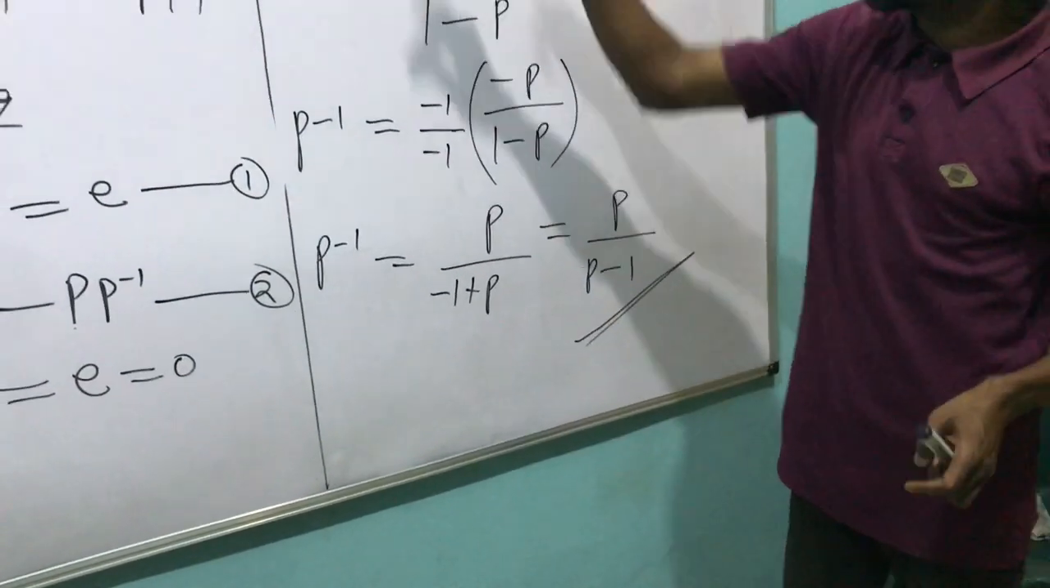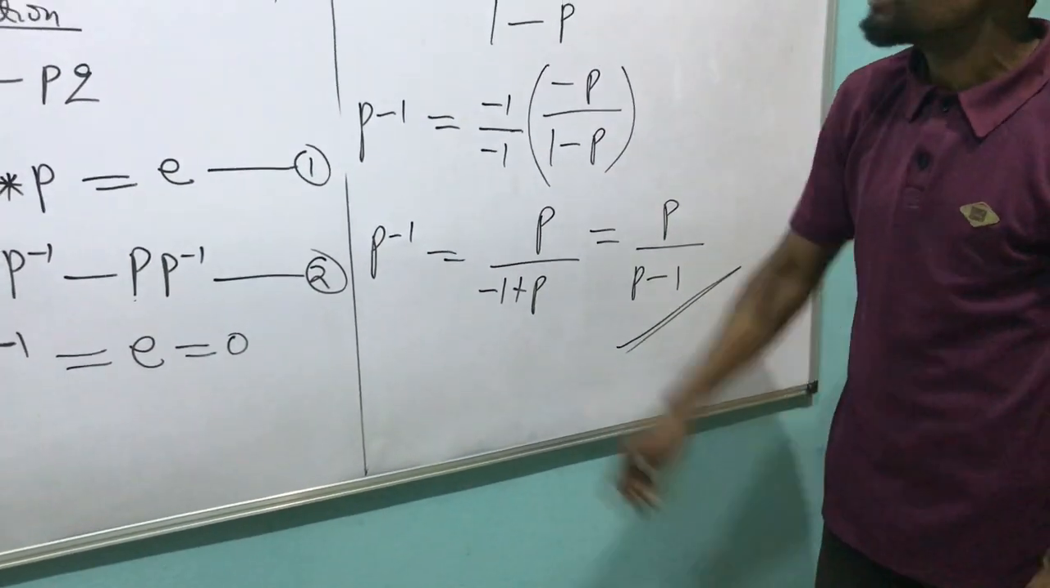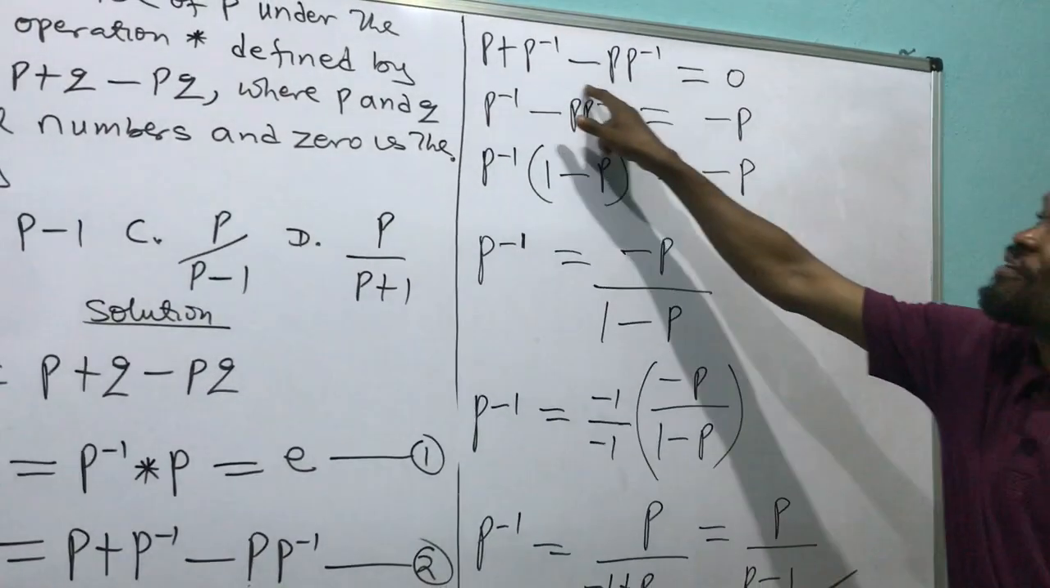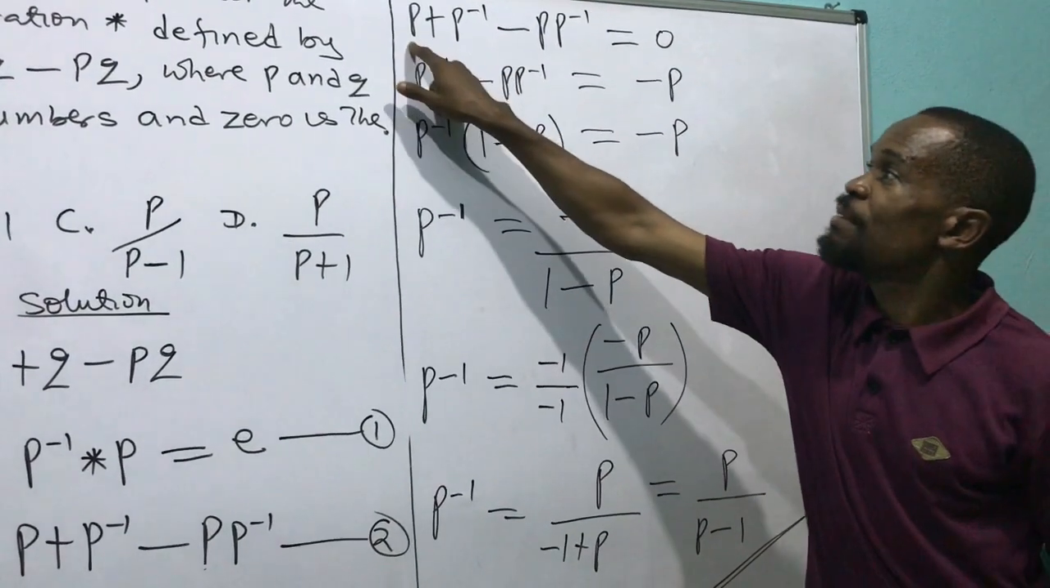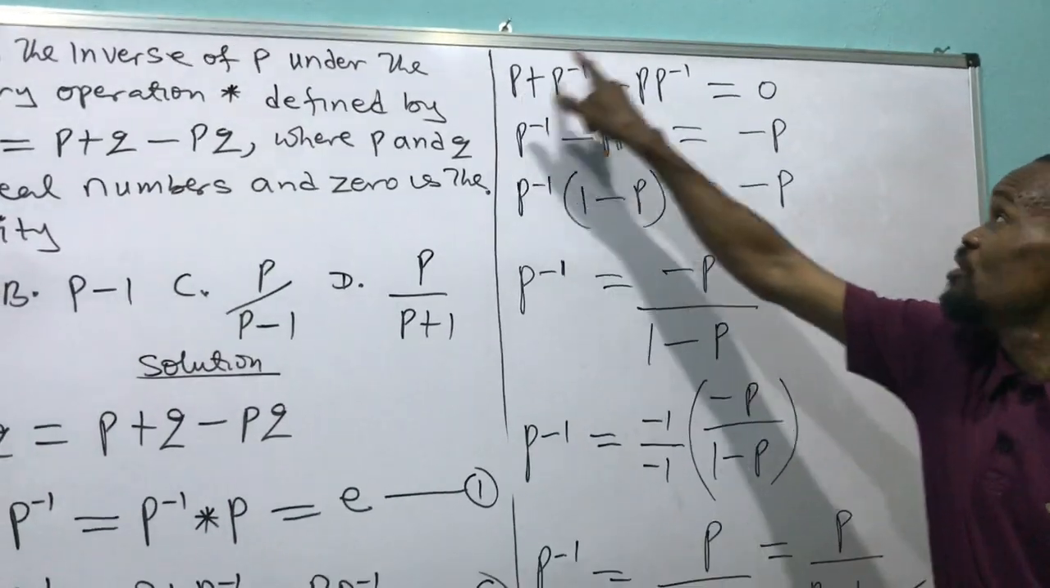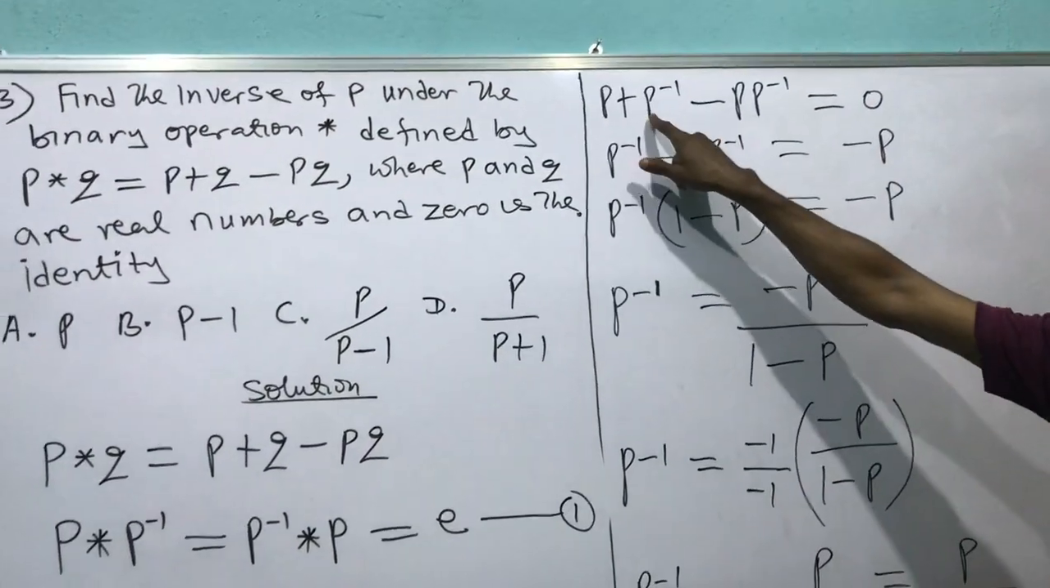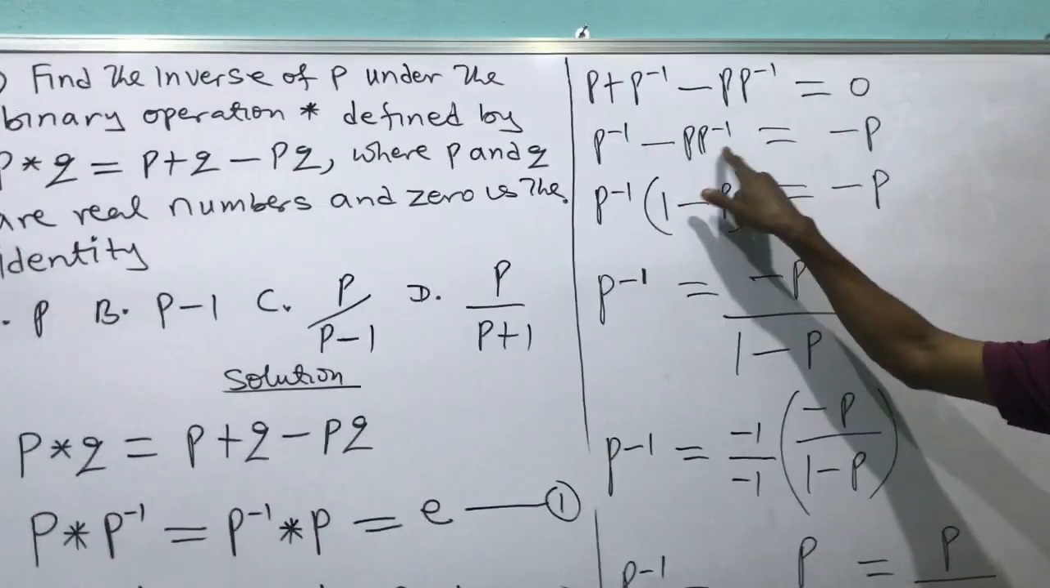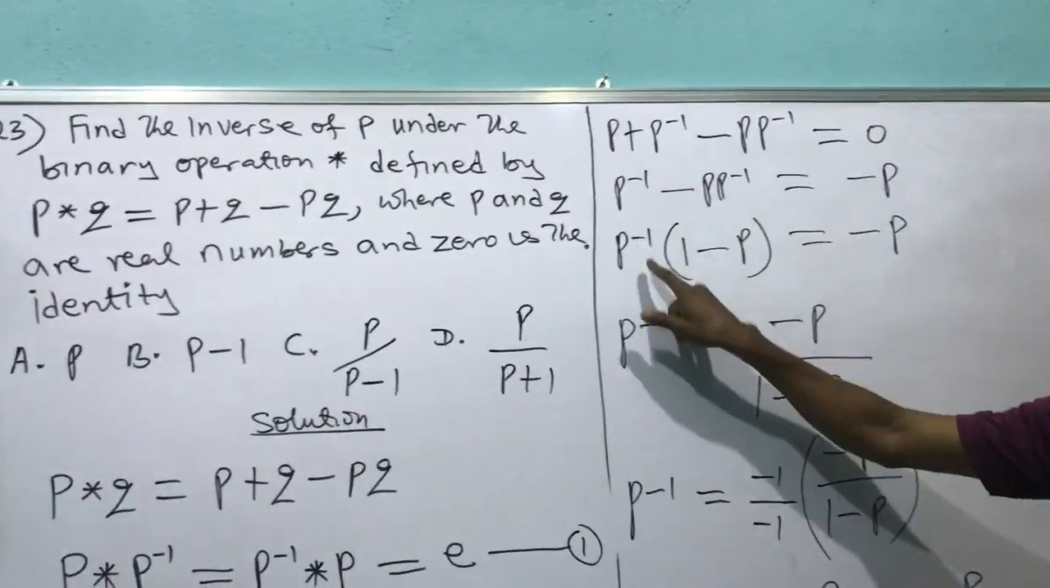You remember, we are looking for what? Inverse of P. And that's how I started to make the inverse of P subject of formula, by taking P, which is not having inverse with it, over here to become minus P. And inverse of P is here, inverse of P is here. What is common among these two families? Inverse of P. I bring it out.